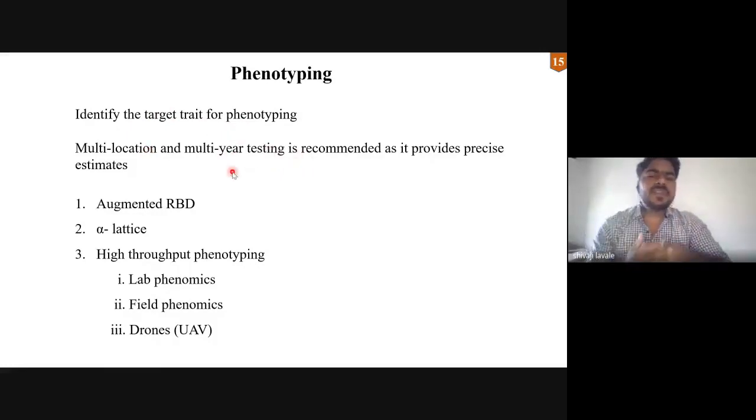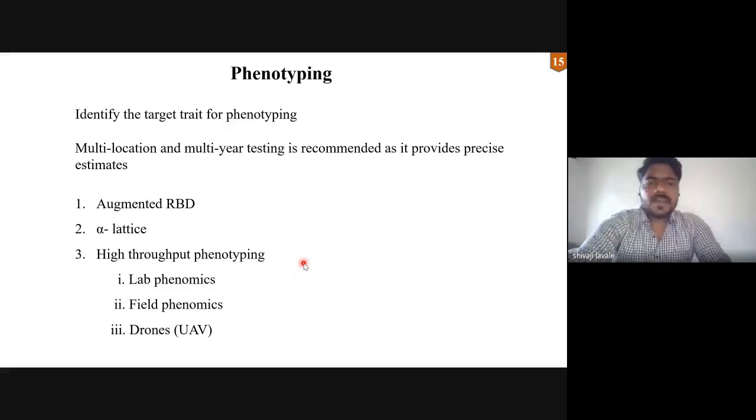But because we are using a high number of genetic accessions, normal complete block designs or RBD will be difficult or will not work in this case. So we'll be using incomplete block designs like augmented RBD or alpha lattice. Then we can also use high throughput phenotyping technologies, which will be an added advantage. We can go for lab phenomics, field phenomics, or drones in this phenotyping.